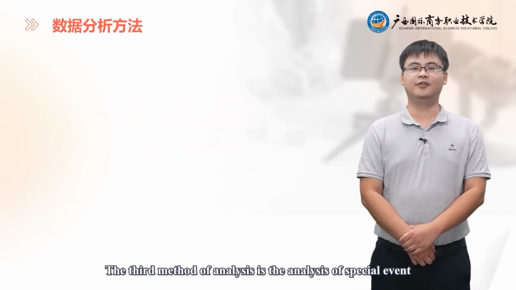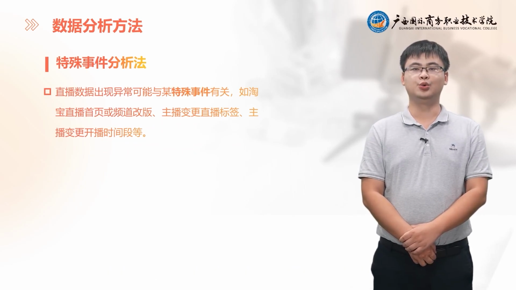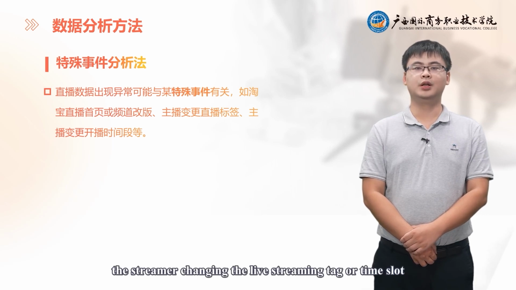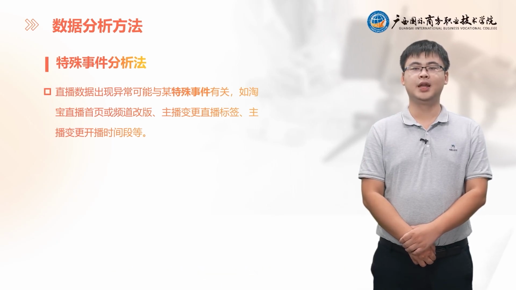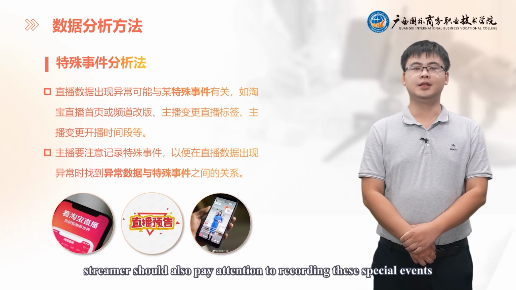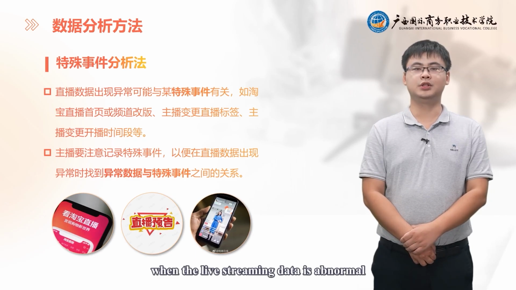The third method of analysis is the analysis of special events. The abnormality of live streaming data may be related to a special event, such as the homepage or channel of Taobao Live being revamped, the streamer changing the live streaming tag or time slot, etc. Therefore, while recording daily data, streamers should also pay attention to recording these special events so as to find the relationship between abnormal data and special events when the live streaming data is abnormal.